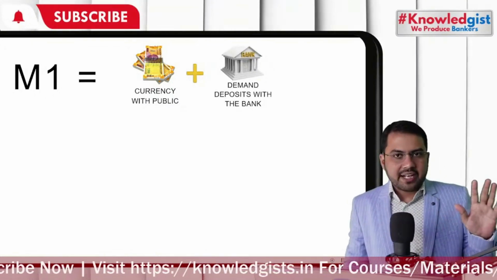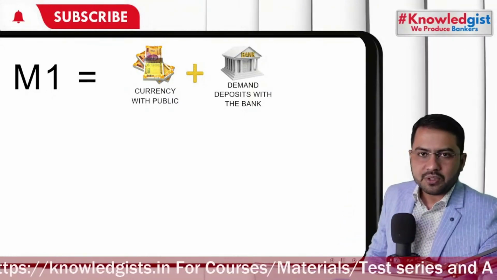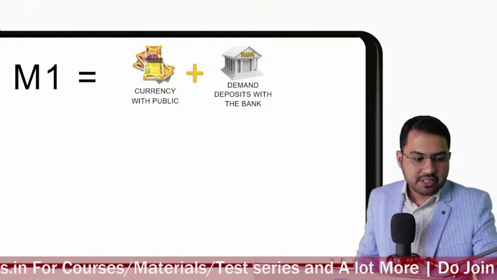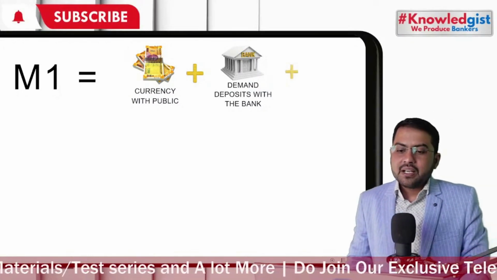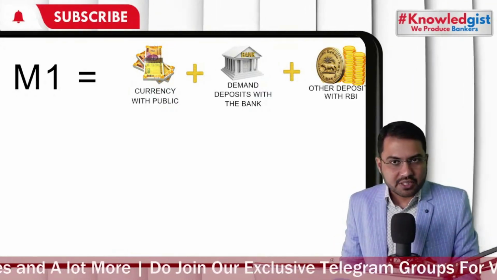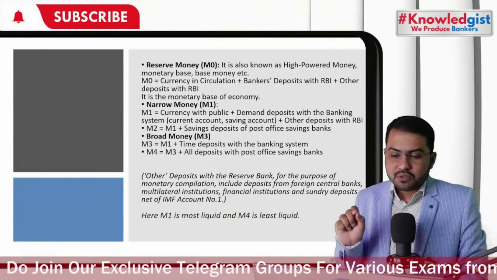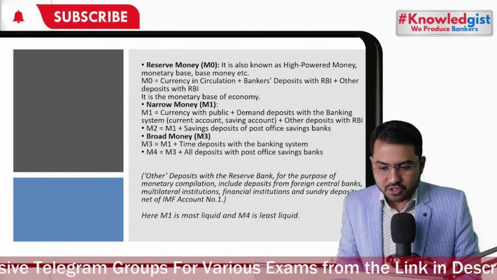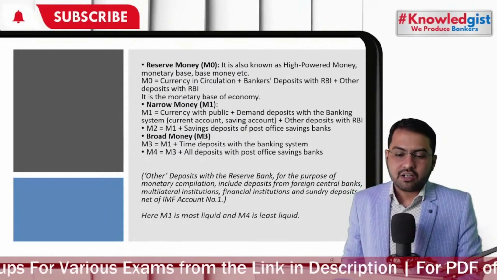demand deposits with the bank. I don't need to tell you what is demand deposit and time deposit. All of you are bankers. I hope that you know the difference: demand deposit means CASA. Anytime it can be withdrawn on the demand of the customer or the depositor is called a demand deposit. Okay. Then the other deposits with RBI. I have told about the other deposits with RBI in the previous edition. You will see what the other deposits with RBI are. Other deposits with RBI means the deposits from foreign central banks, multilateral institutions, financial institutions, and sundry deposits net of IMF account number one is called the other deposit.